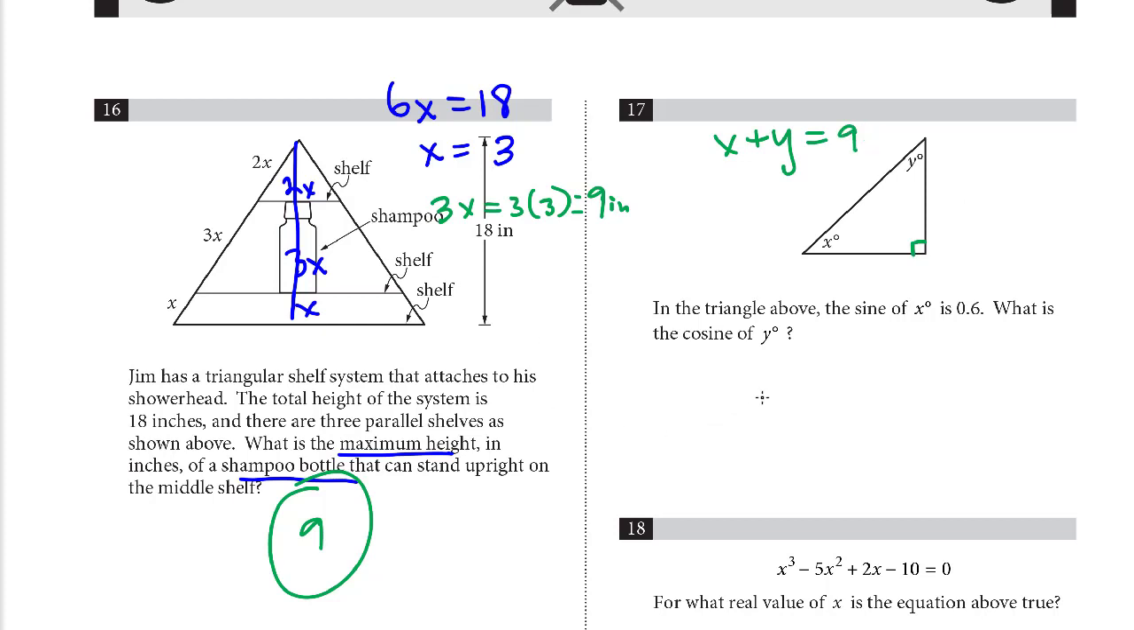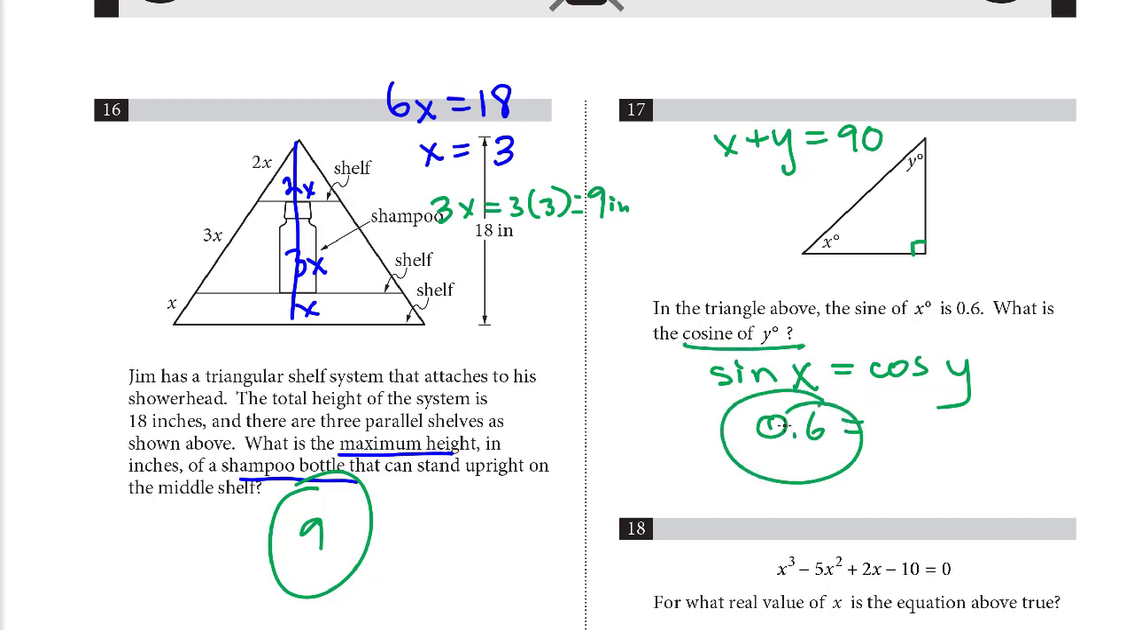Our cofunction rule says the sine of x must equal the cosine of y, or 90 minus x, and we note these are complementary angles. So therefore, if the sine of x is 0.6, we know that must equal the cosine of y, which is just 0.6. That is the answer for 17.